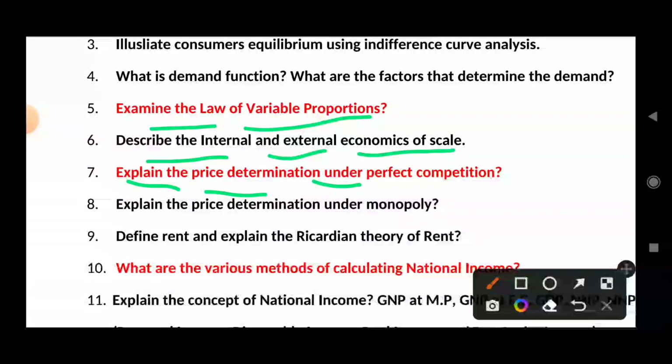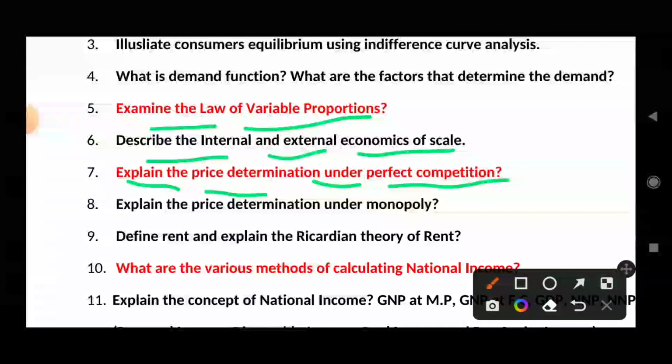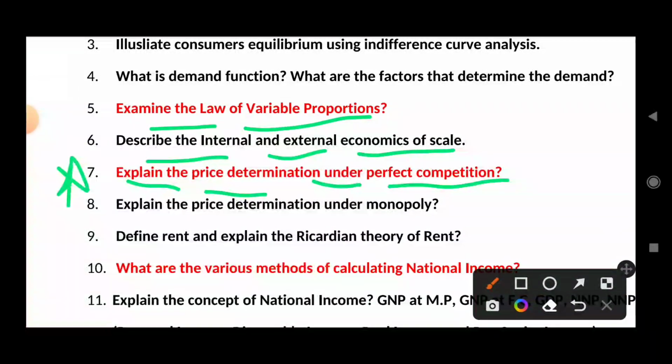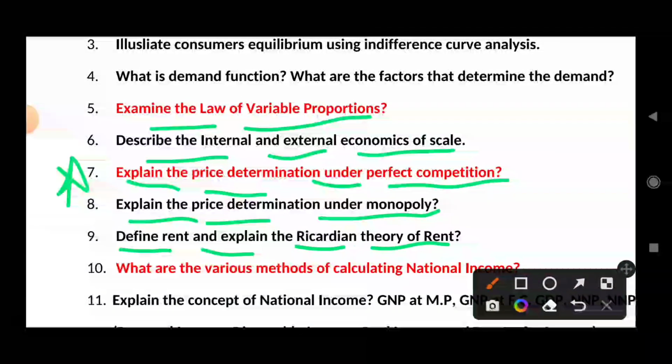Explain the price determination under perfect competition, very important one. And explain the price determination under monopoly. Define rent, explain the Ricardian theory of rent.